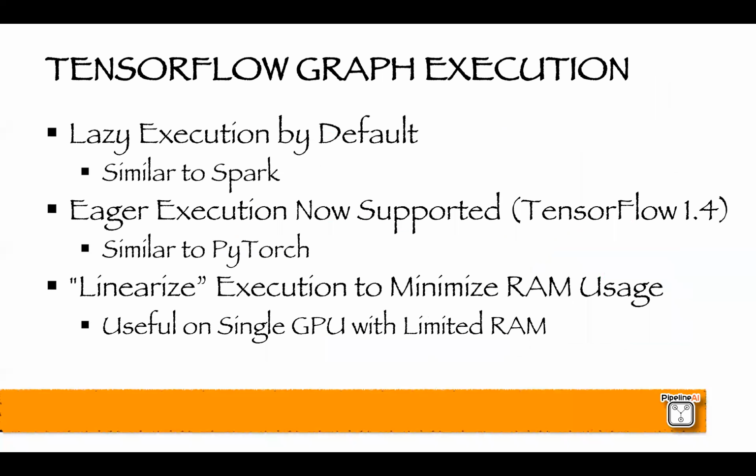Execution is lazy by default, similar to Spark. TensorFlow 1.4 introduced eager execution. This was a big differentiator between PyTorch and TensorFlow. In PyTorch you had kind of a REPL, a command line where you could just type in the code and see it being executed. That's really cool at research time, developing your model and testing.